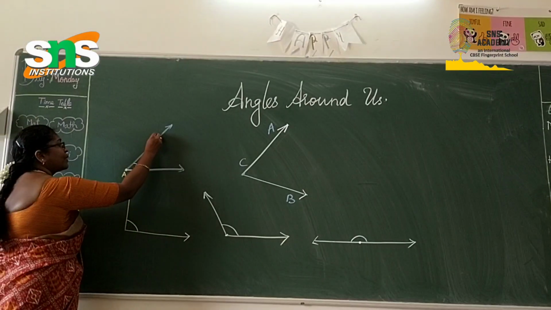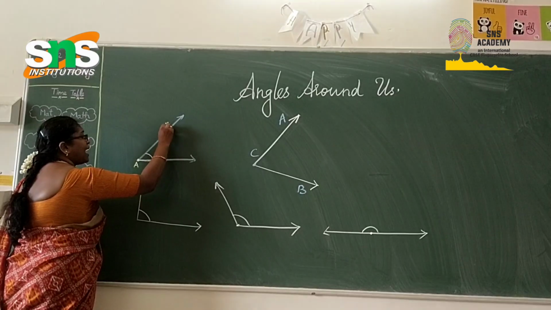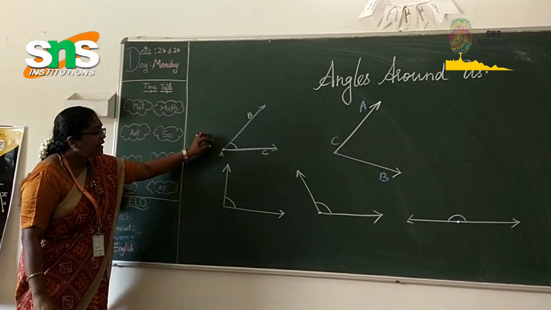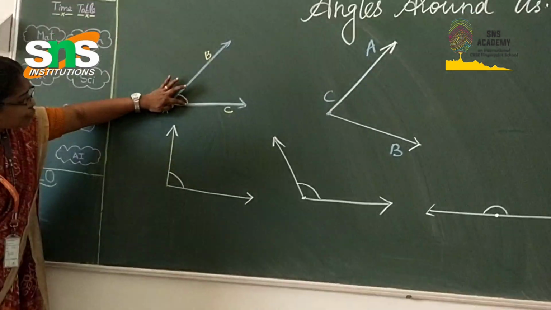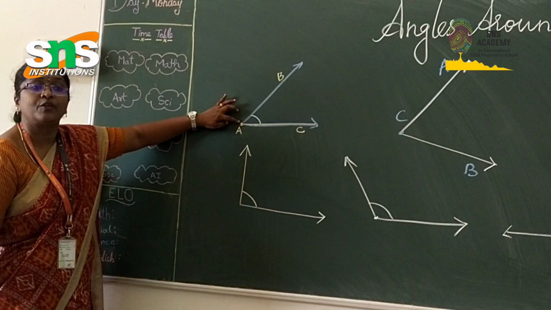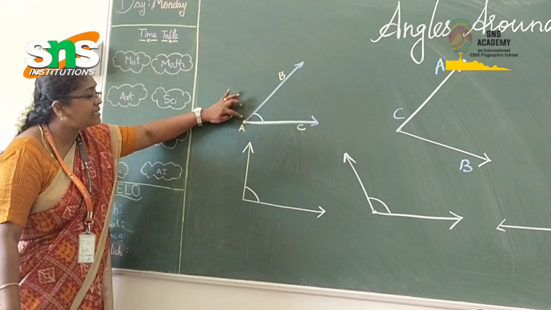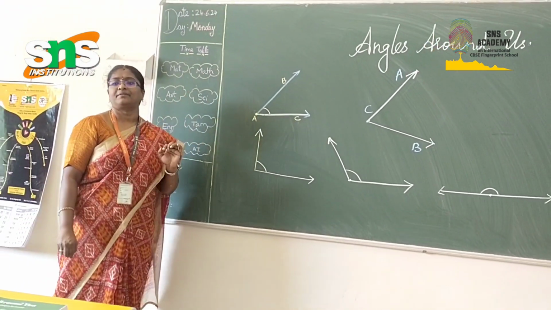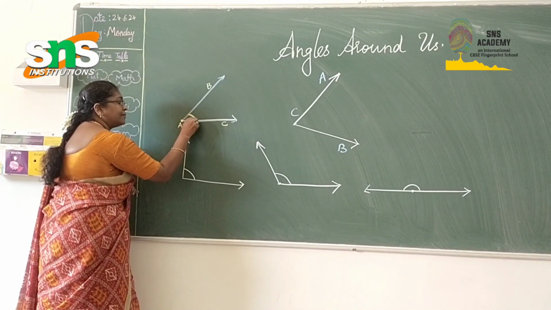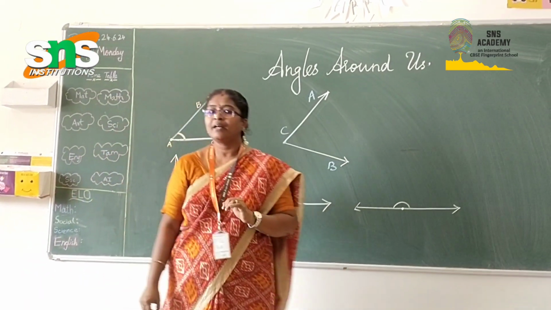Ray. This you can have as B and this you can have as C. Here, where these two rays meet at a particular point, or you can also say where these two rays start, that part is called an angle. Got it? Yes, ma'am.